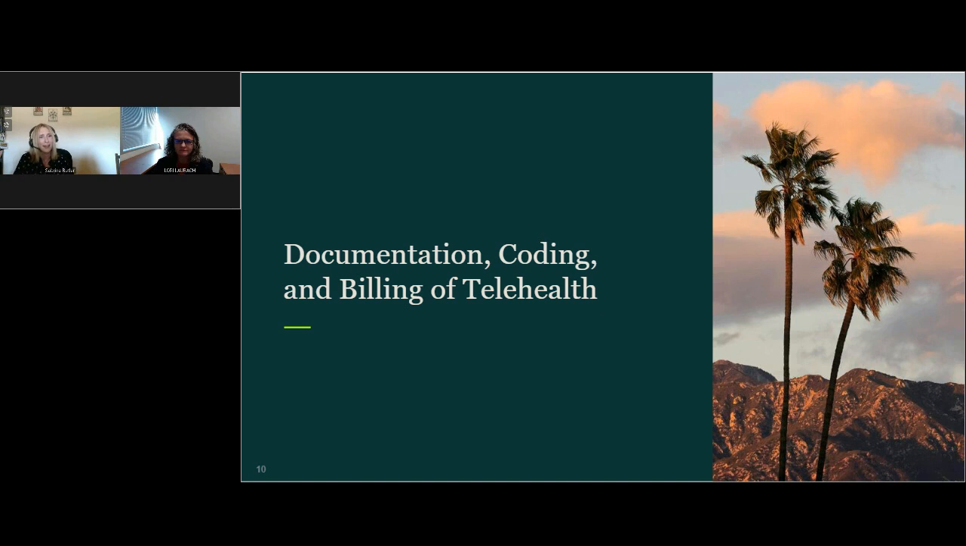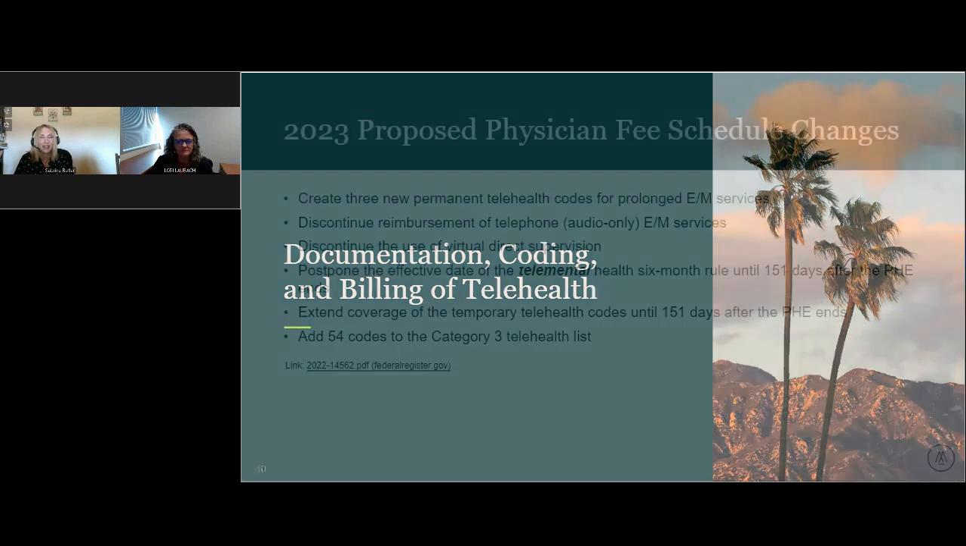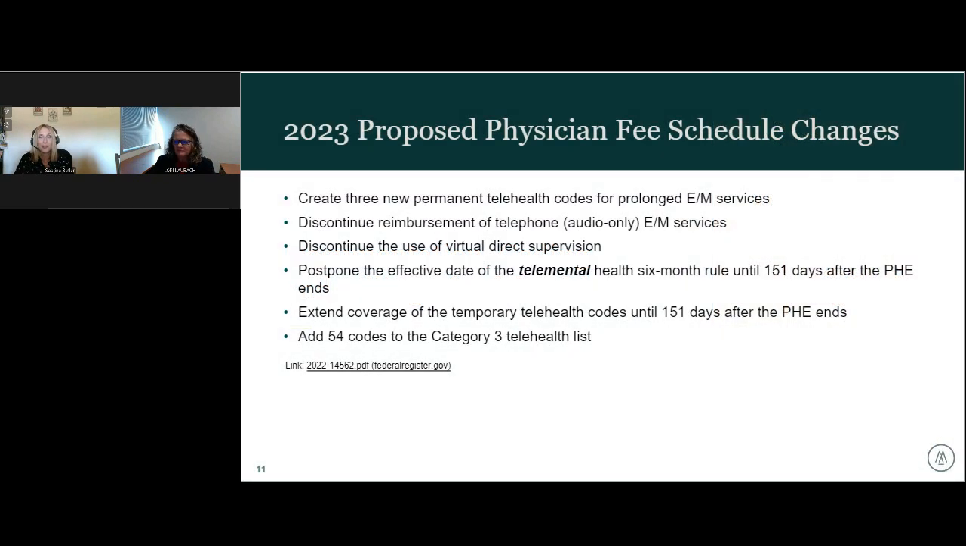So the slide advanced for me. But let's just talk briefly in chat about the documentation, coding, and billing components surrounding telemedicine. So we'll talk about the proposed changes. Comments for the proposed rule for the physician fee schedule were required by September 6th, and at the time of this presentation, a finalization was pending.